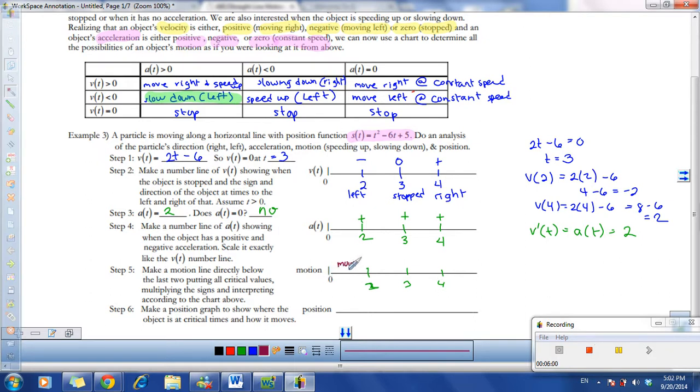Move left and I'm slowing down. At 3 we stopped, and we probably turned around. Let me see what happened at 4. At 4, now we're moving to the right and we're speeding up. So speeding up to the right. Yeah, so that meant at 3 I stopped and turned around.